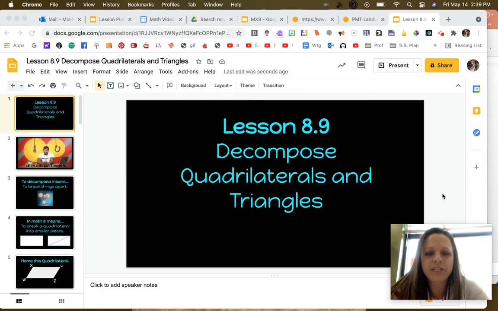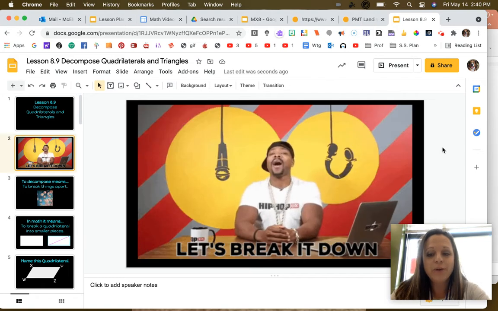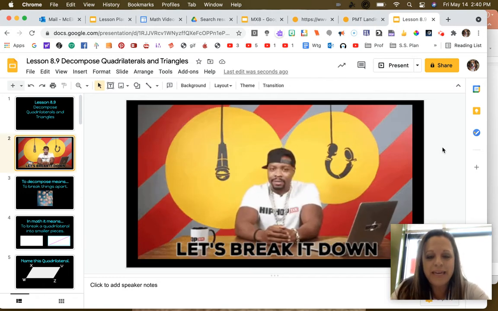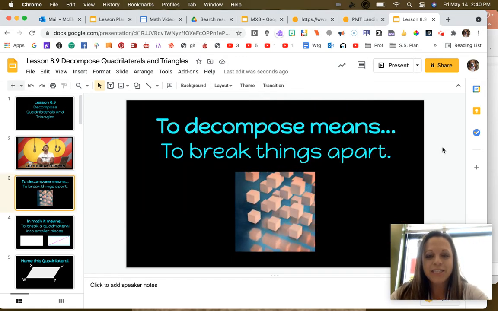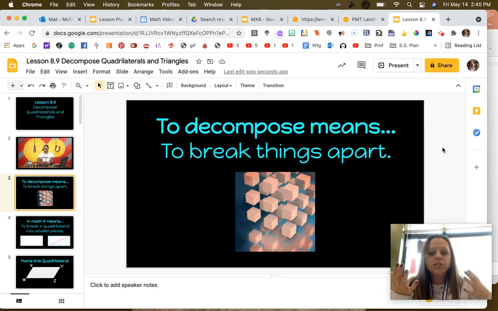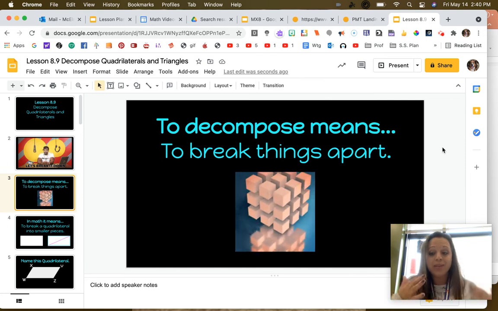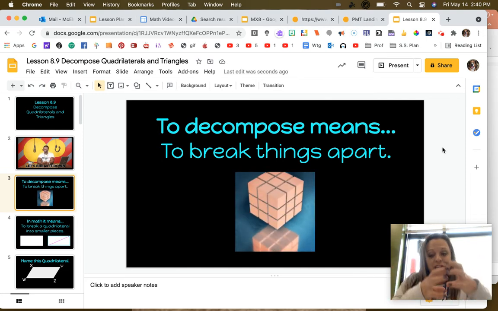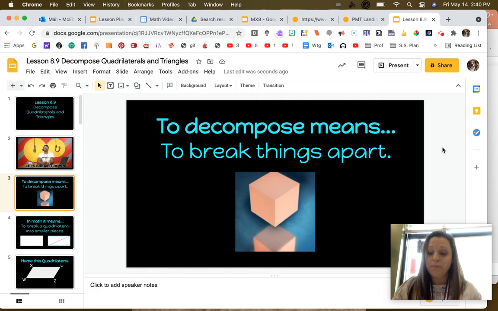Right, today we are going to talk about lesson 8.9, Decompose quadrilaterals and triangles. So decompose literally means to break something down. So you're going to break things apart when you decompose something. Just like in science where we have decomposers, in math we also have decomposers. It's just breaking something into pieces. So we're going to break stuff today.